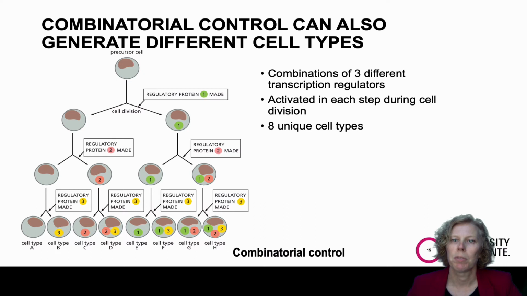Combinations of a few transcription regulators can generate many cell types during development. In this simple scheme, a decision to make a new transcription regulator, shown as a numbered circle, is made after each cell division. Repetition of this simple rule can generate 8 cell types, A through H, using only 3 transcription regulators, 1 in green, 2 in red, and 3 in yellow. Each of these hypothetical cell types would then express different sets of genes, as dictated by the combination of transcription regulators that each cell type produces.